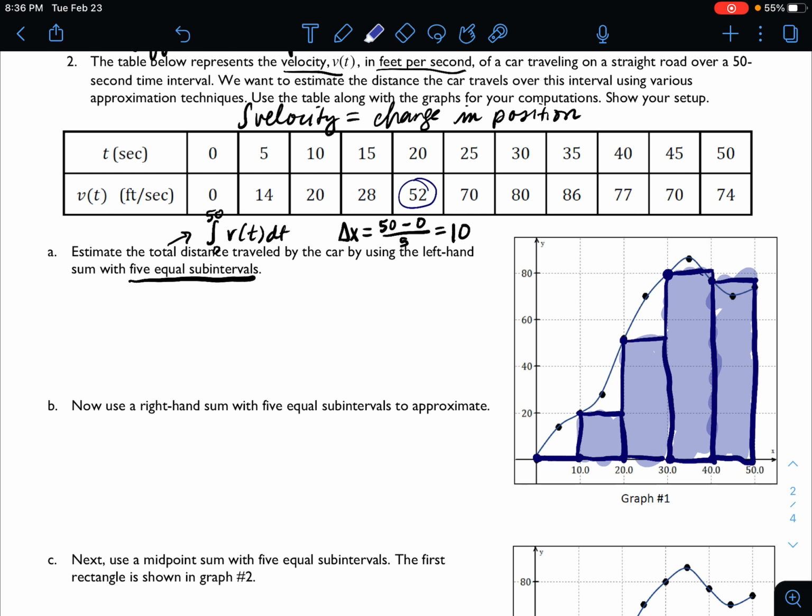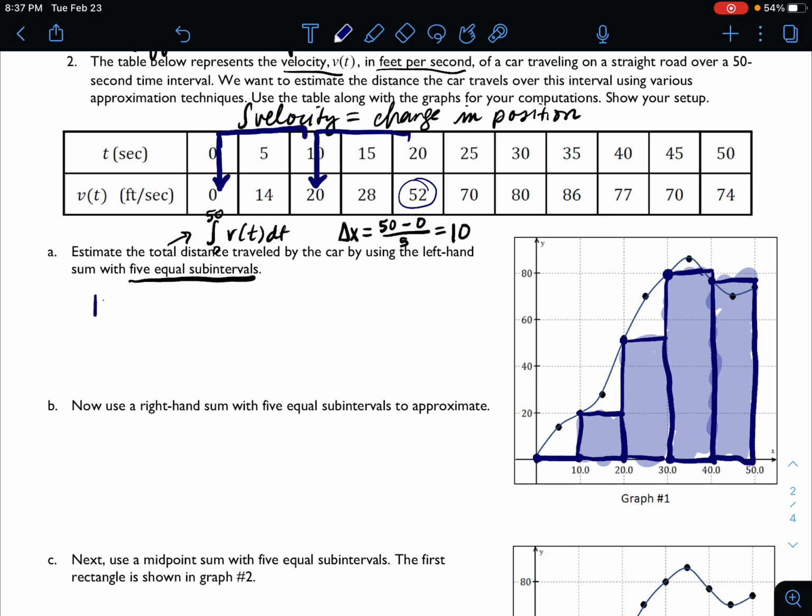And let's take a look at the graph, or sorry, the table as well. So when I'm going on an interval from 0 to 10, when I'm using the left endpoint, I'm going to think about that left part as my height. And then from 10 to 20, I will use that left value as my height. So that's a way that you can look at the table to help you as well. We do have the graph, so we can use that.